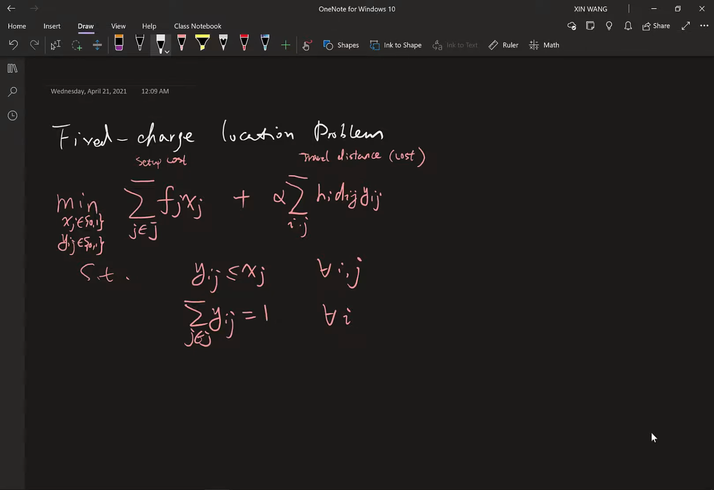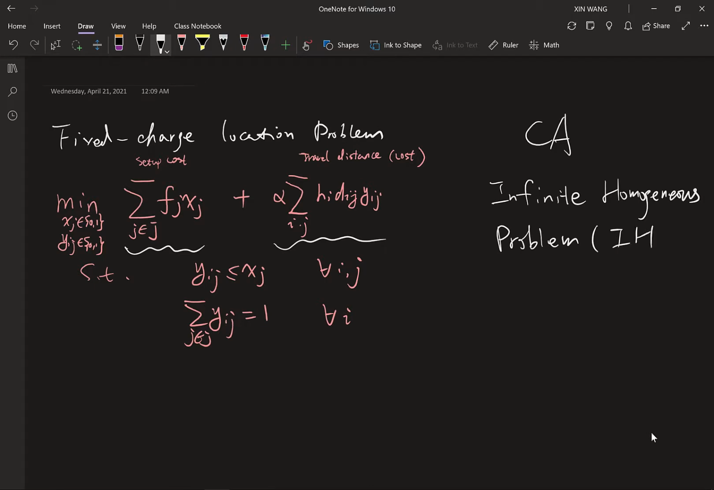Recall the fixed charge location problem we have already introduced. There are two parts of costs we need to consider the trade-off for, which are the setup cost and then the travel cost. So here we will convert this fixed charge location problem through our CA framework. The first step is to consider the so-called infinite homogeneous problem, or IHP.